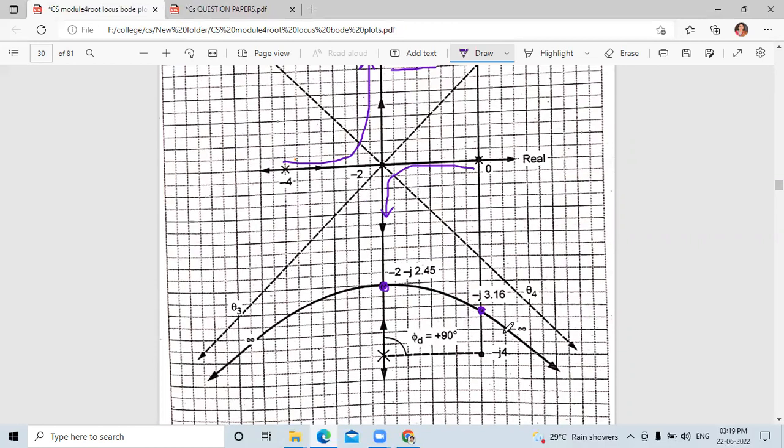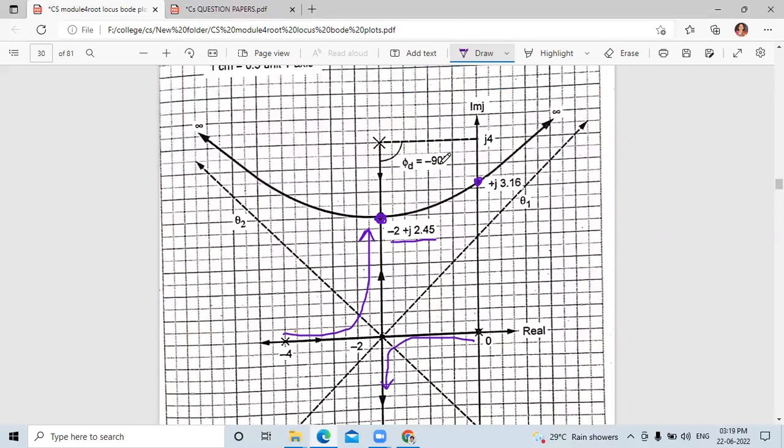But what we got as the angle of departure is minus 90 degree for minus 2 plus j4. This angle is for minus 2 plus j4. So first mark the 90 degree, and you'll get a straight line. So this root also flows like this.